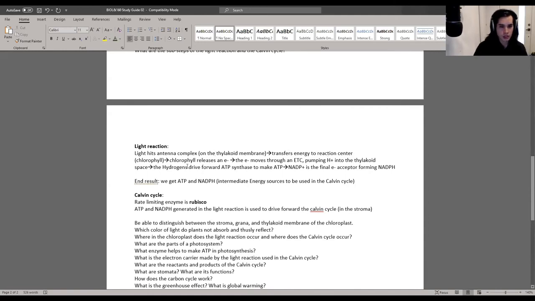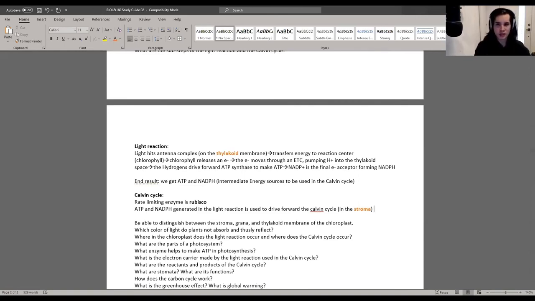It transfers energy to the reaction center, and so on. Okay, so I'll just bold thylakoid and we'll make it orange because that's important. And then here, the Calvin cycle is going to happen in the stroma. So I'll make that orange too. So drive forward the Calvin cycle.